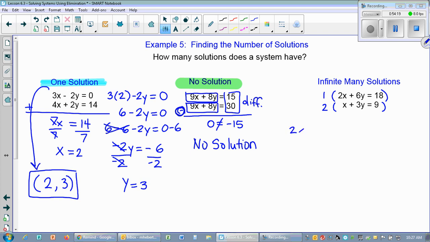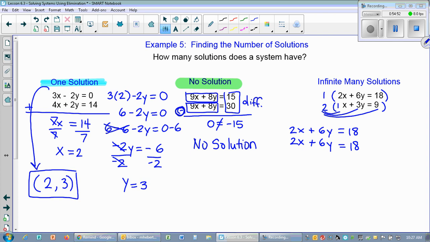So we'll have 2x plus 6y is equal to 18. We'll then multiply the second equation all by 2. So 2 times 1x makes 2x. 2 times 3y makes 6y. And 2 times 9 is equal to 18. Now, take a moment and look at these two equations. What do you notice? That's right, they are both completely the same. There are two identical equations.